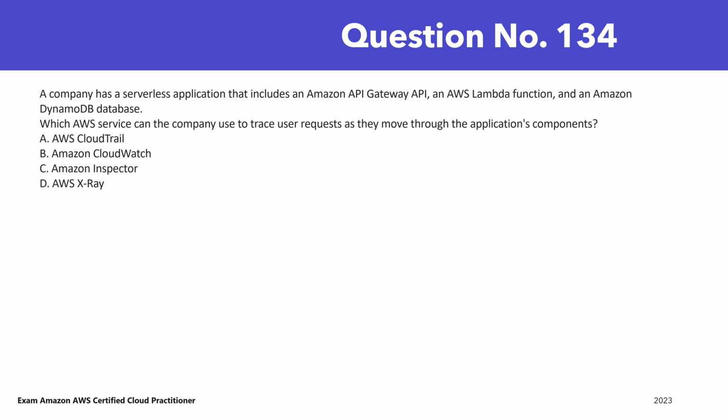A company has a serverless application that includes an Amazon API Gateway API, an AWS Lambda function, and an Amazon DynamoDB database. Which AWS service can the company use to trace user requests as they move through the application's components? A. AWS CloudTrail. B. Amazon CloudWatch. C. Amazon Inspector. D. AWS X-Ray. Correct answer, D.